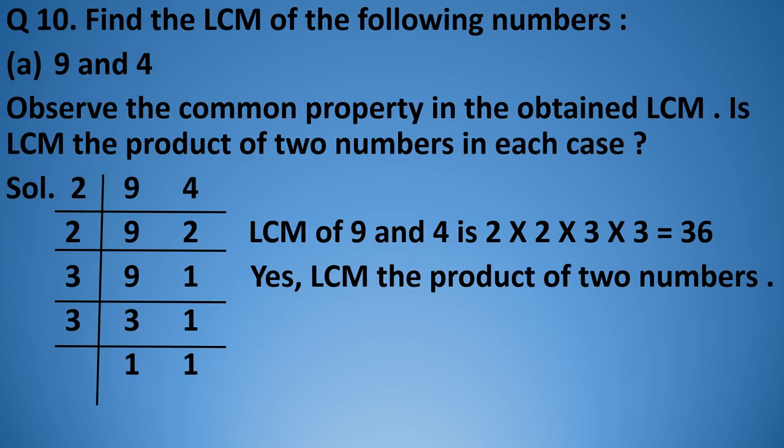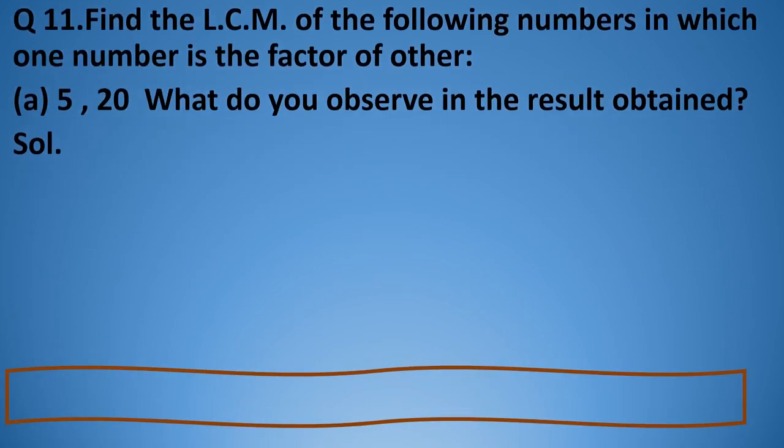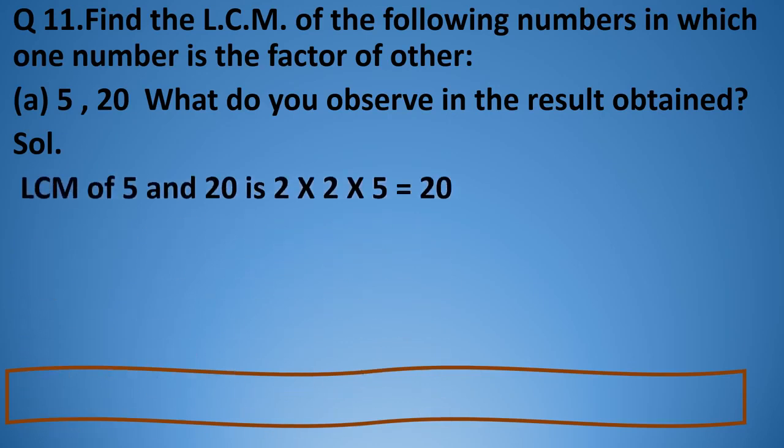See the next question, question number 11. Find the LCM of the following numbers in which one number is the factor of the other. What do you observe in the result obtained? In this question also many parts are there. I have done only one part, part A, that is 5 and 20. The LCM of 5 and 20 is 20.